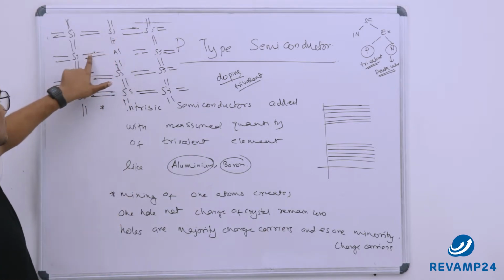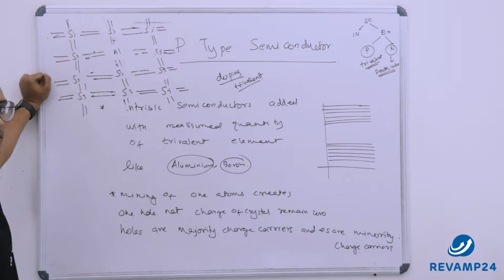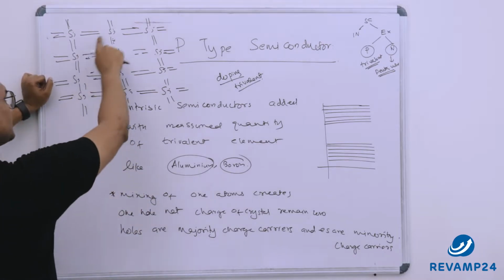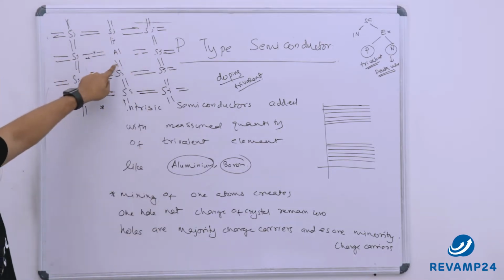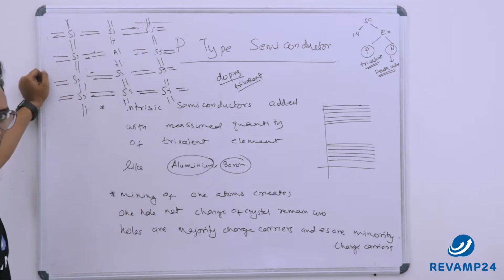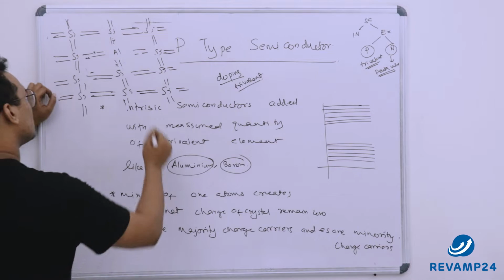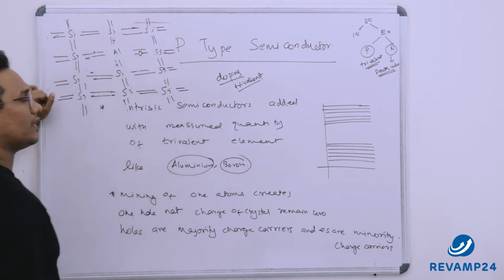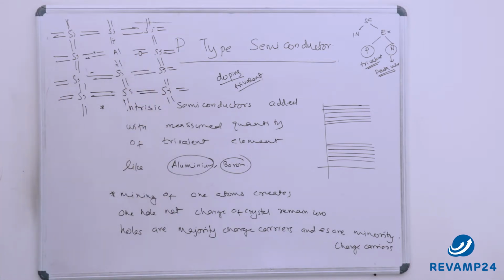It has got 3 electrons in the valence orbit or outermost orbit. Now this is filled, occupied. All the valence electrons of the aluminium are occupied now. It has no more electrons in the valence orbit. What is this? This becomes a hole. This is called a p-type semiconductor.